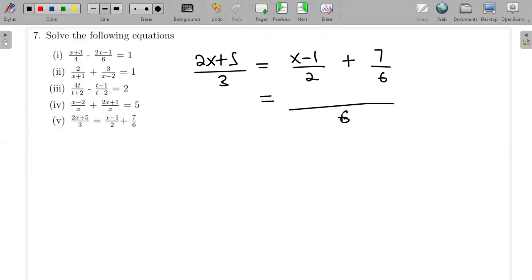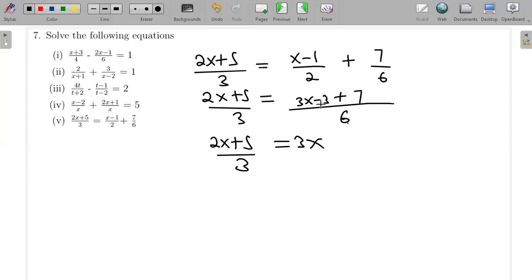Add 2 into this one, it's 3. 3 multiplied by (3x − 1), I get 3x − 3, plus here 6 into 6 is 1, 1 multiplied by 7, I still get 7. And then here I still have (2x + 5)/3. Meaning that I have (2x + 5)/3 is equal to, here, 3x − 3 + 7, that will be 3x + 4, over 6.